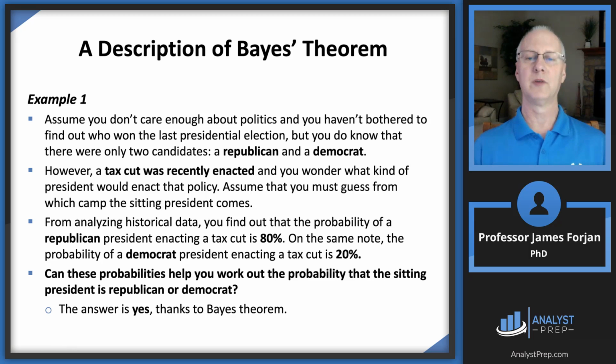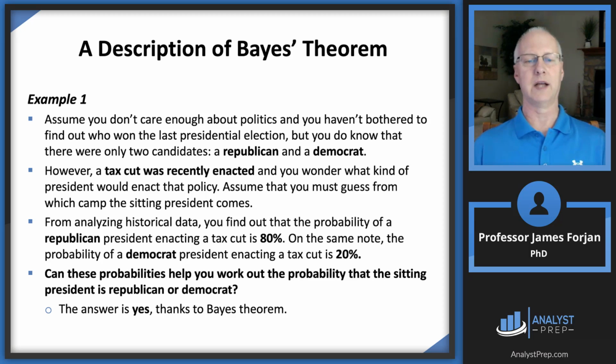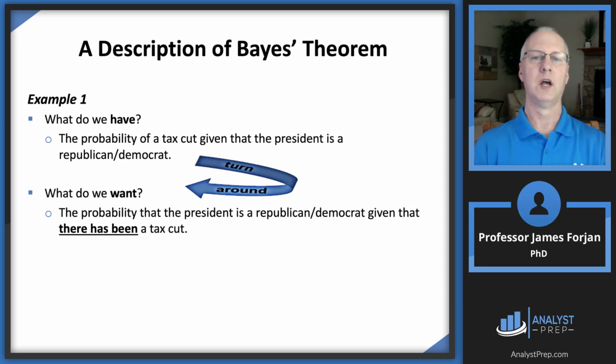So you look at some historical data and you figure that the probability of a Republican president completing this tax cut policy is 80%, whereas a Democratic president would only be 20%. So can these probabilities help you determine the probability that the sitting president, given that a tax cut was recently enacted, is a Republican or a Democrat? And then, yeah, Bayes' theorem helps us do this.